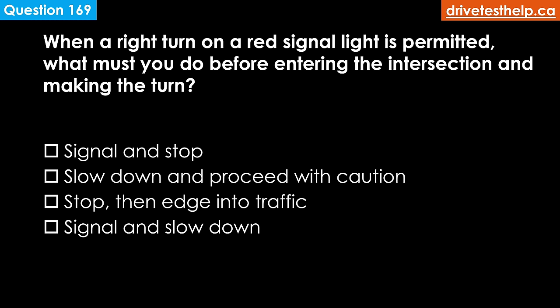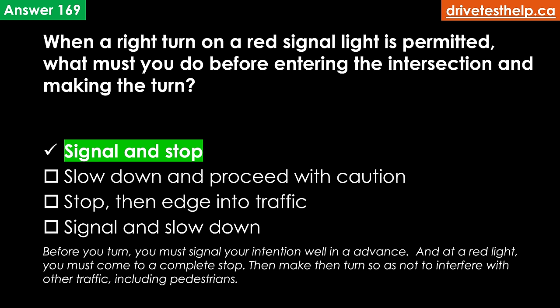When a right turn on a red signal light is permitted, what must you do before entering the intersection and making the turn? Signal and stop. Slow down and proceed with caution. Stop, then edge into the traffic. Signal and slow down. The correct answer, signal and stop. Before you turn, you must signal your intention well in advance.